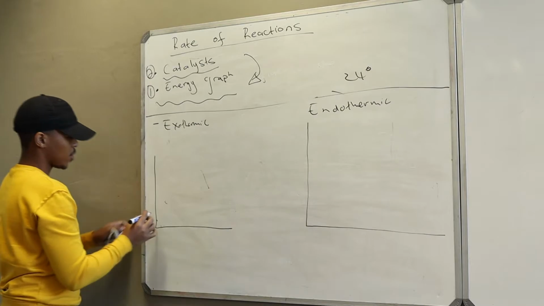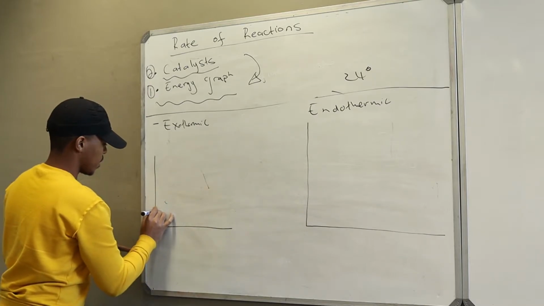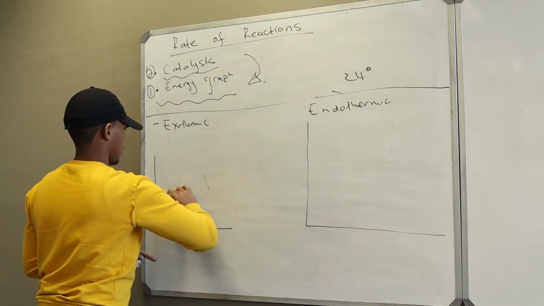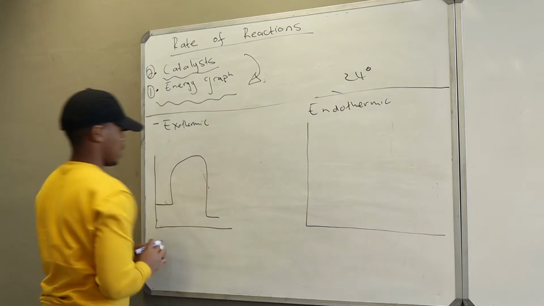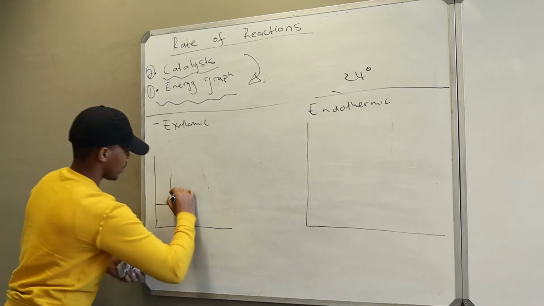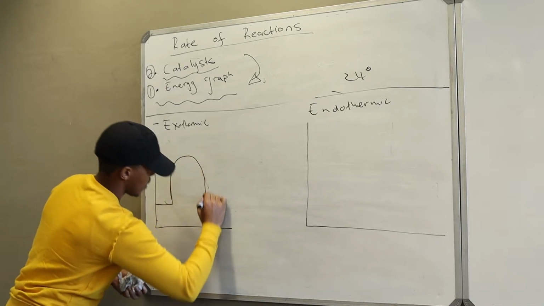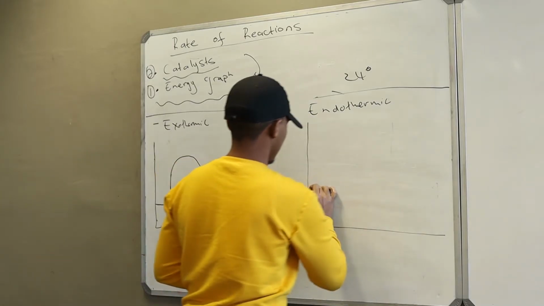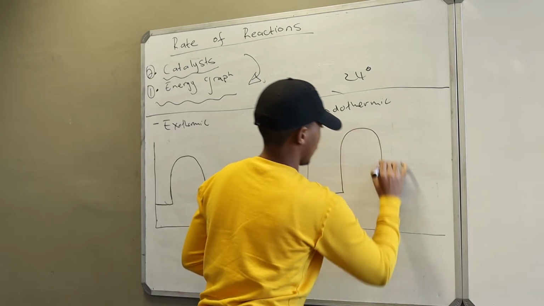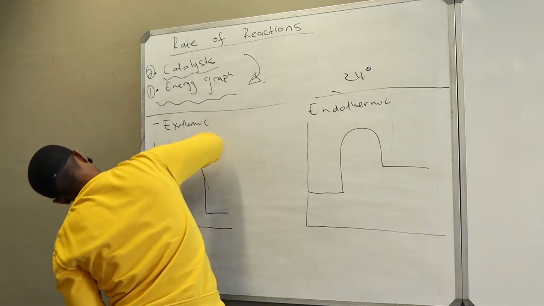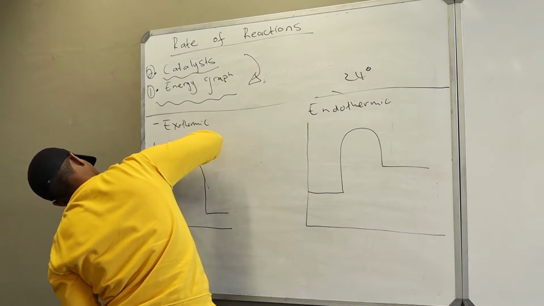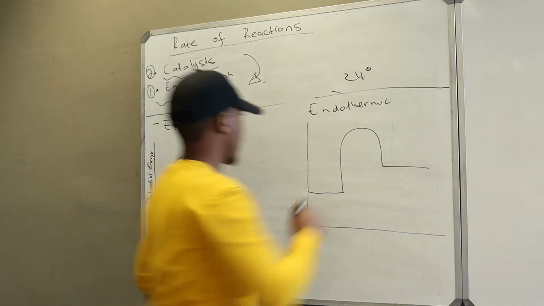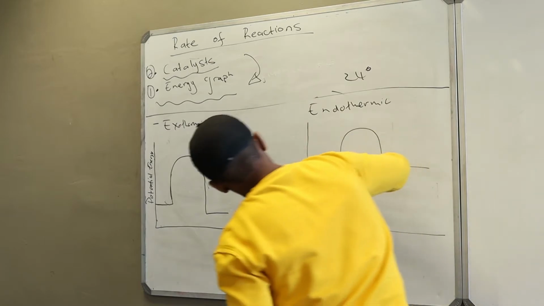Alright. So we'll draw the graph like this. Okay. Let me draw it better. We'll draw it like that. There we go. And here we will draw it like this. Okay? Then what goes on here? Potential energy. So basically it's the energy of the reaction. Potential energy.